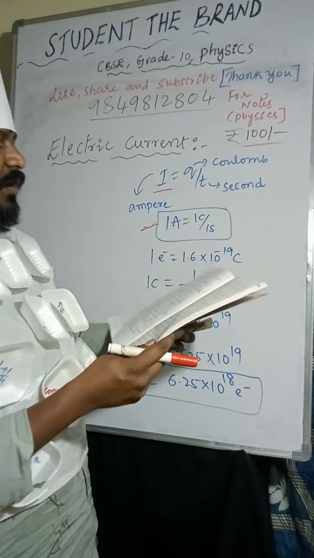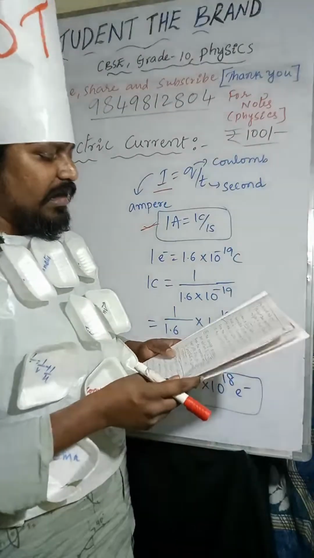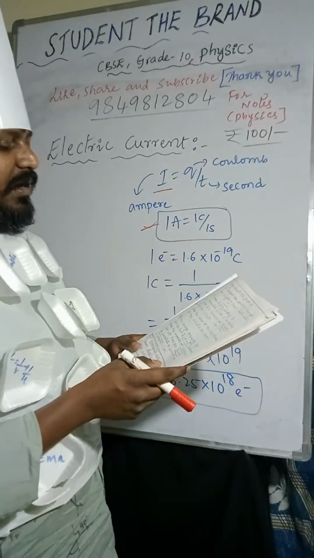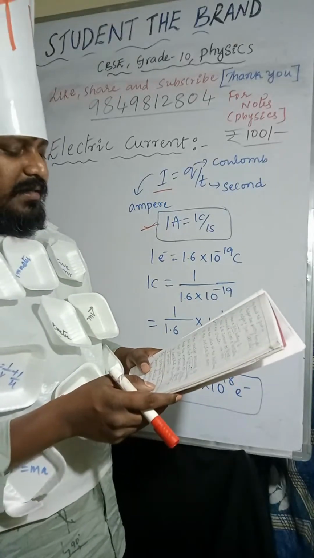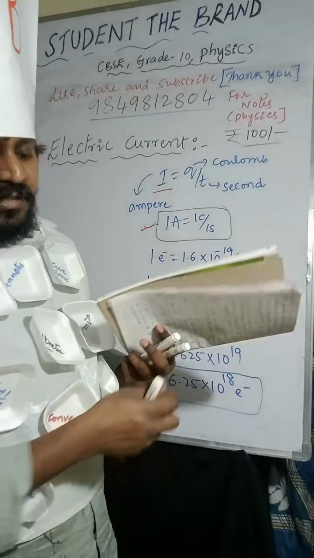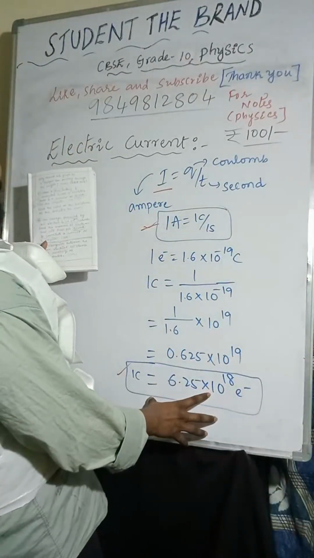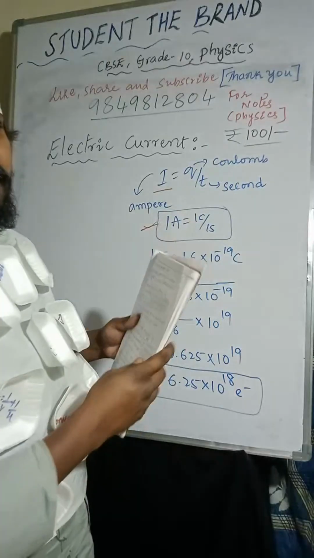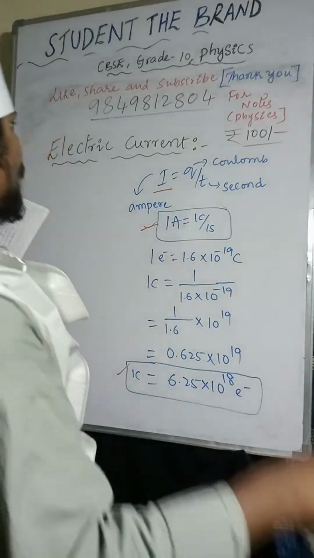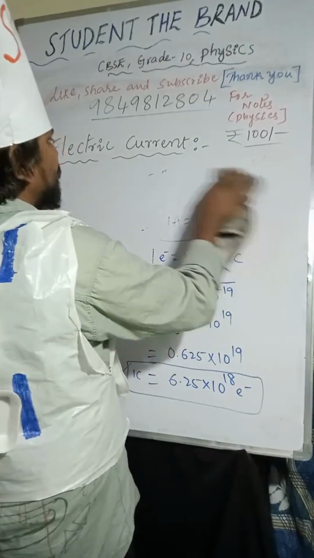The charge possessed by an electron is 1.6 into 10 power minus 19 coulomb. Find the number of electrons that will flow per second to constitute a current of 1 ampere. This is the question. Whatever we did here is the same thing, but the way of asking is different. I will write the question, just check once.